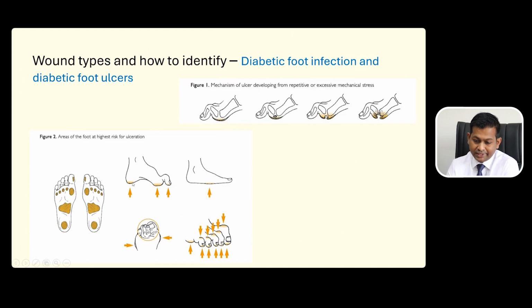So these are the areas of highest risk. You can see the toes. If you see a foot like this, always think this is most likely to be a diabetic foot, the commonest differential diagnosis. And this is the typical appearance of the toes in advanced diabetic foot.